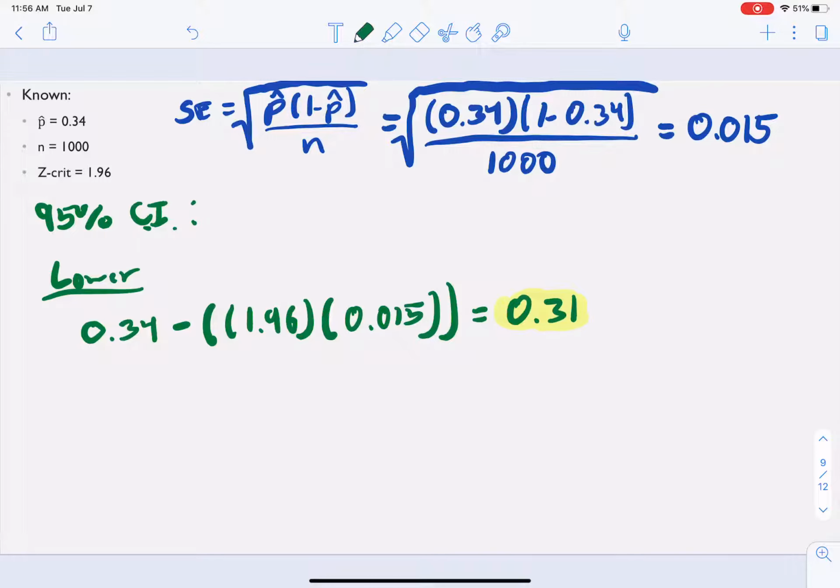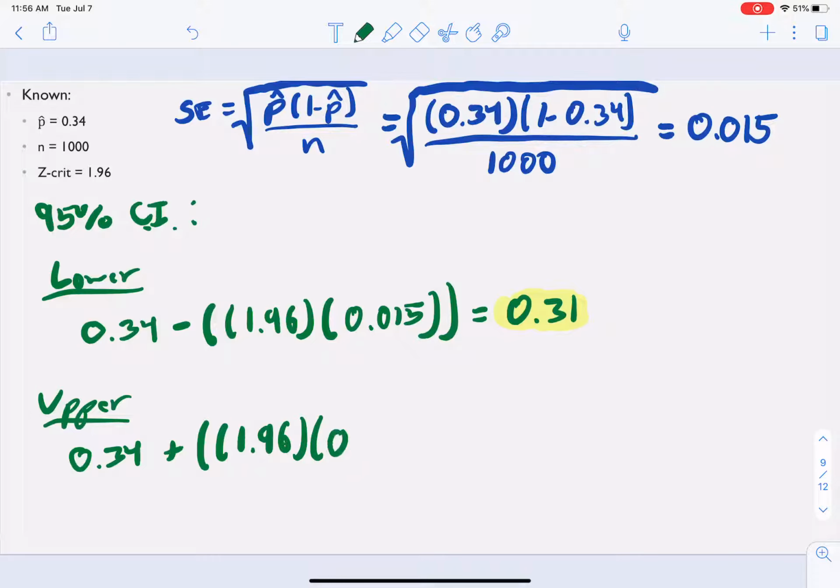Let's do it again for the upper. Okay, 0.34 plus 1.96 times 0.015, right? So this is all the same. We're just changing the sign here for the lower and the upper bound. Very, very easy. And it turns out that this one is 0.369. We'll round that up to 0.37, I guess.